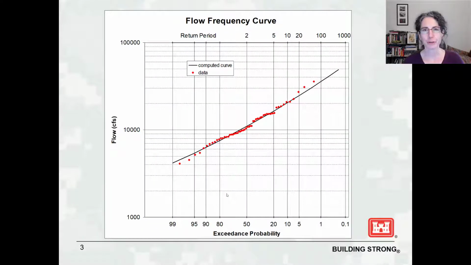This is a frequency curve developed from about 56 years of data. This is 56 years of annual maximum stream flows that have been sorted and plotted versus plotting positions in red, and then with an analytical probability distribution fit in black. The horizontal axis is exceedance probability with 0 to the right, so it's a cumulative probability distribution.